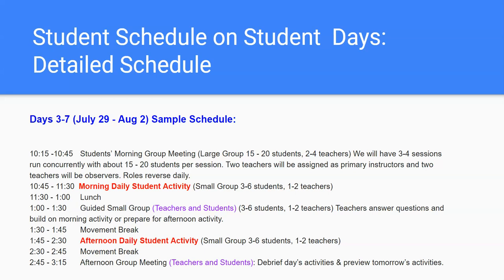So maybe that wasn't clear. Let me clarify it. Your first session, 30 minutes, is when you do the teaching. You'll be facilitating with a partner teacher a group of students of around 15 to 20 kids. And 2 other teachers will be observing. Then we have a student activity designed for students that will be related to what you taught them in that morning group meeting. They're going to do the activity. You will be there to facilitate or answer questions as necessary.